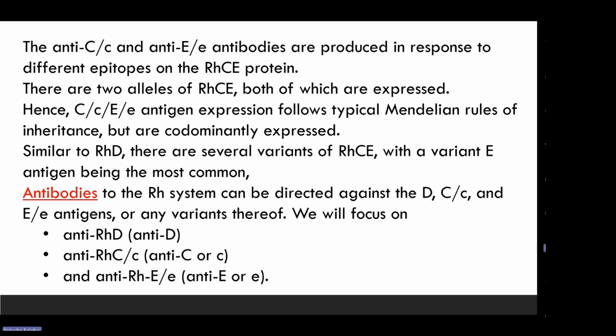Okay. The antibodies to the Rh system can be directed against the D, big C, small c, big E, small e antigens, or any variant thereof. But we will focus on our anti-D, C, small c, E, small e.